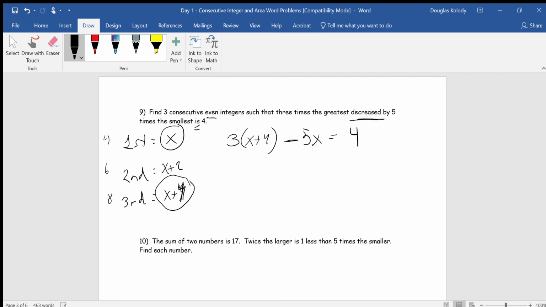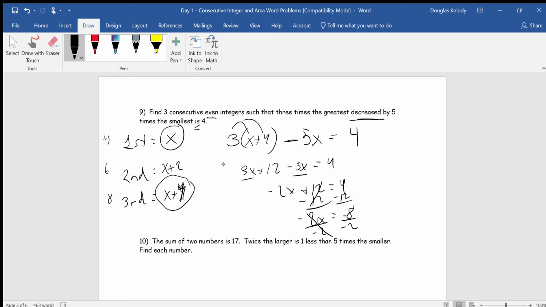Congratulations, we've translated this. Now we need to solve it. So we distribute, and we get 3x plus 12 minus 5x equals 4. 3x minus 5x is negative 2x plus 12 equals 4. Subtract 12 from both sides. Get negative 2x equals negative 8. Divide everything by negative 2, both sides I should say, and you get x equals 4.